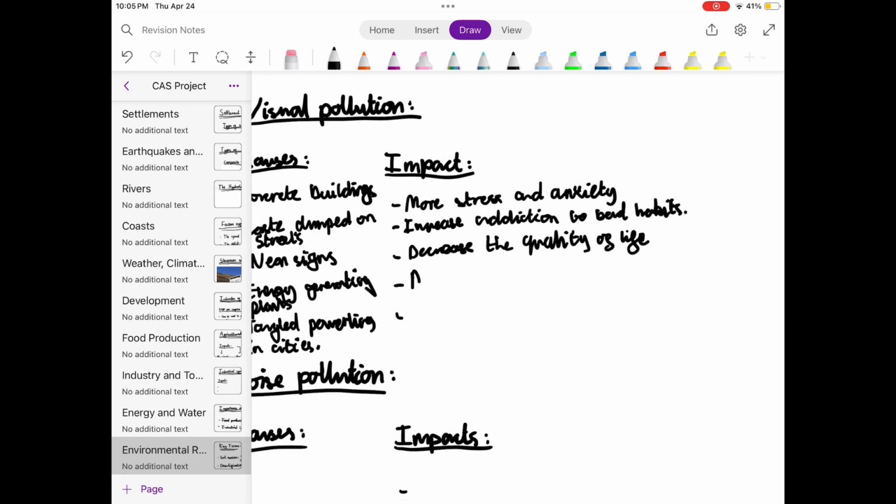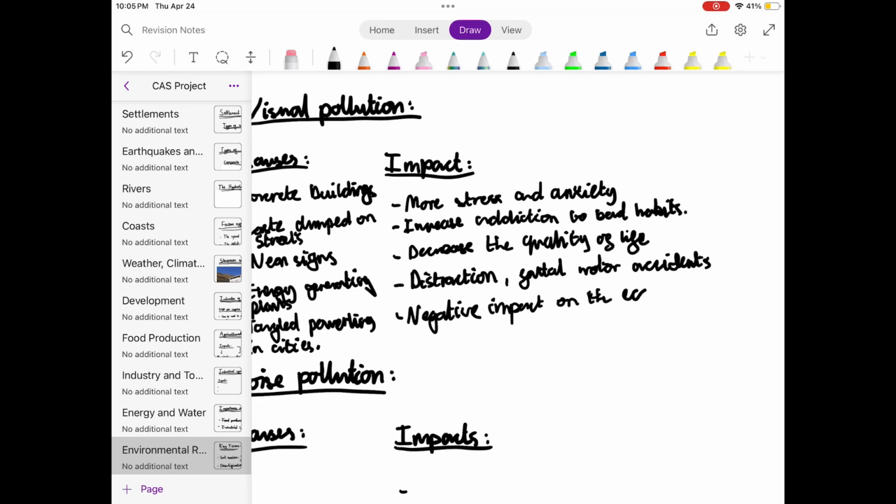Visual pollution can also cause distractions, and this can lead to fatal motor accidents on the road. And finally, it can have a negative impact on the economy.